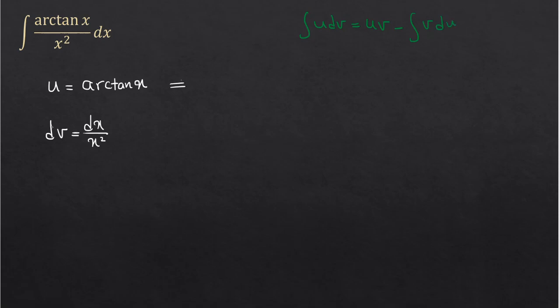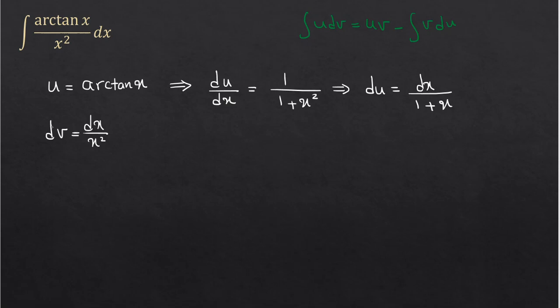So from here I continue. I have to find du and I also have to find v. If u is equal to arctan x, then I know that du over dx is going to be equal to 1 over 1 plus x squared, and from that we have that du is equal to dx over 1 plus x squared. Similarly, for v, we can write that v is equal to minus 1 over x.